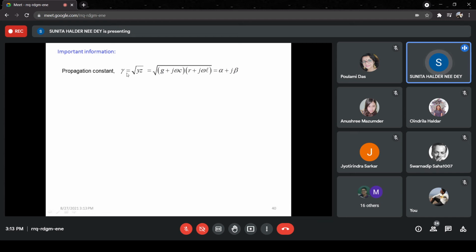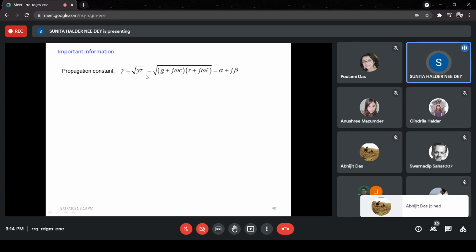Now, what is gamma? Gamma is called the propagation constant. There is a specific purpose to name this variable in this way. Anyway, gamma is root over yz, where y is g plus j omega c, the shunt parameter of the transmission line per unit length, and z is r plus j omega l, the series parameter of the line per unit length. So if we take the root of this, it will be a complex number. So it will be alpha plus j beta. You can write the real part as alpha and the imaginary part as j beta.